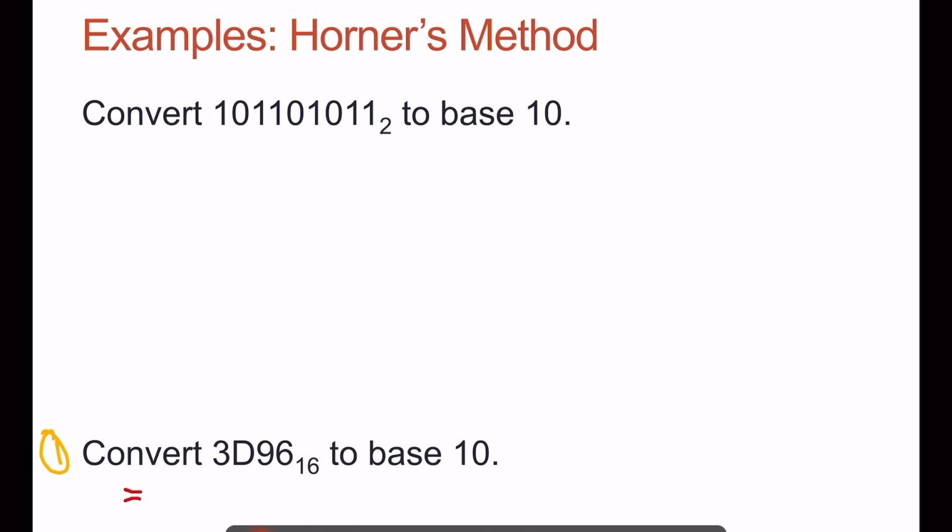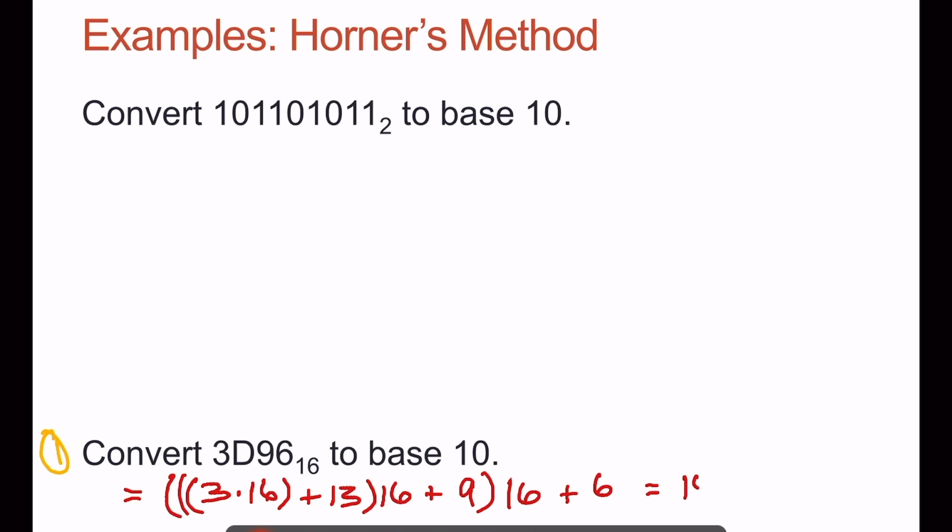The way Horner's method works is we're going to start with the most significant digit, in this case 3, multiply it by the radix, 16, add the next digit, which is D, which is 13, multiply that by 16, add the next digit, which is 9, multiply by 16, and add 6. And you will get the same answer we got before. And that answer, just so you have it handy, is 15,766 base 10.